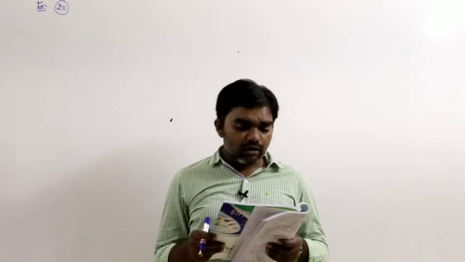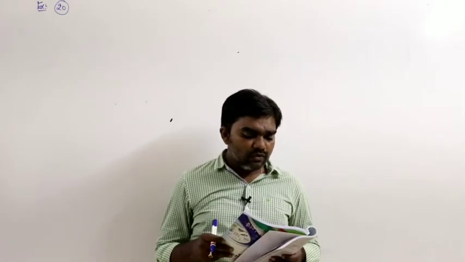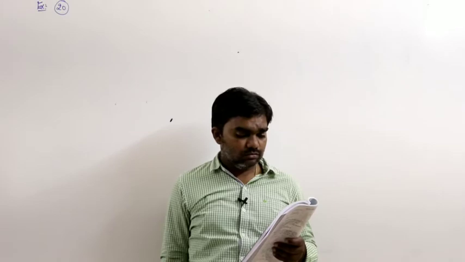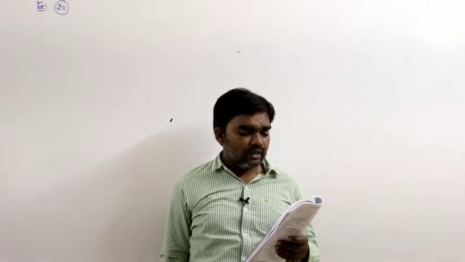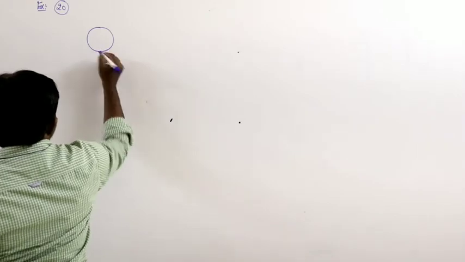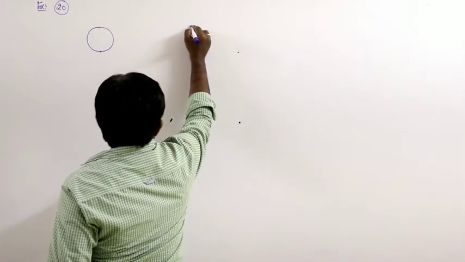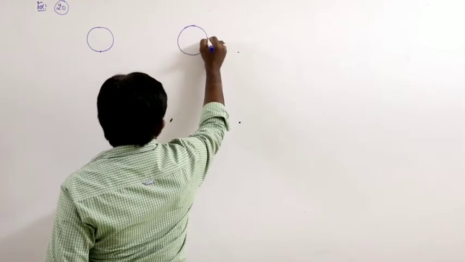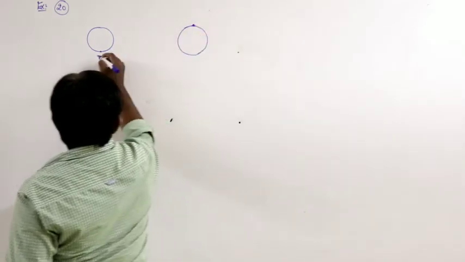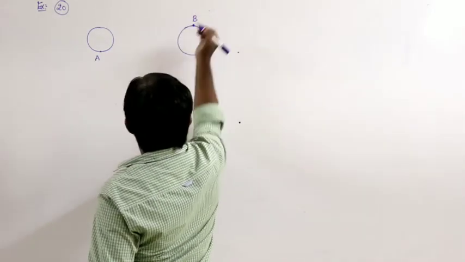Example 20. What is the displacement of a point of a wheel initially in contact with the ground when the wheel rolls forward half a revolution? Take the radius of the wheel as r and the x-axis as the forward direction. See here, initially this is the wheel, this point is in contact. After certain time, the given condition is this point reaches the top. Let us say this is the point A, initially in contact with the ground, and this point reaches the top, B.